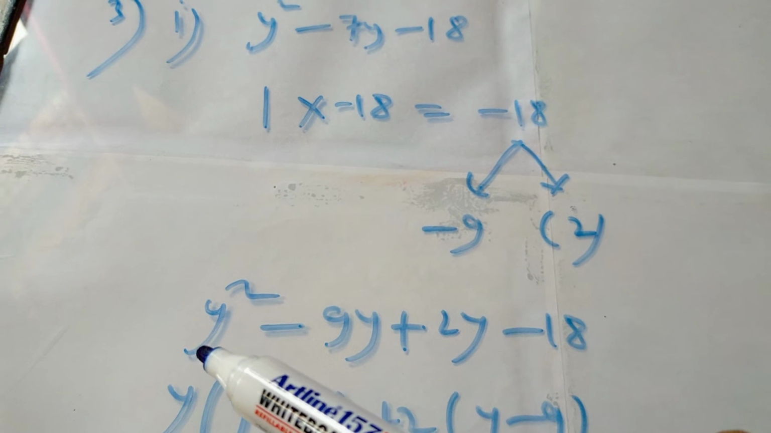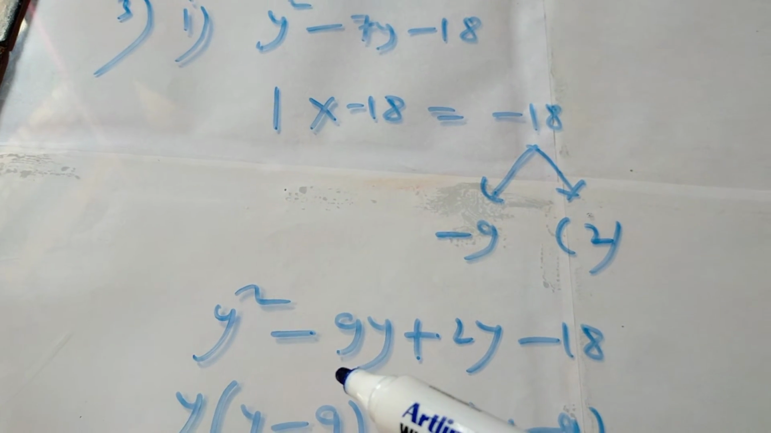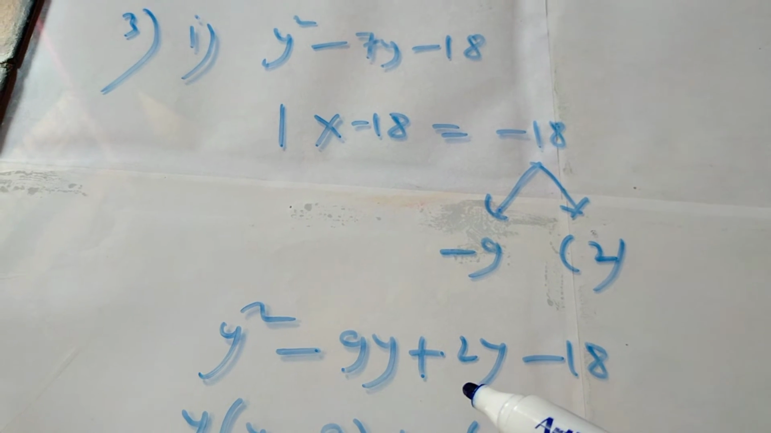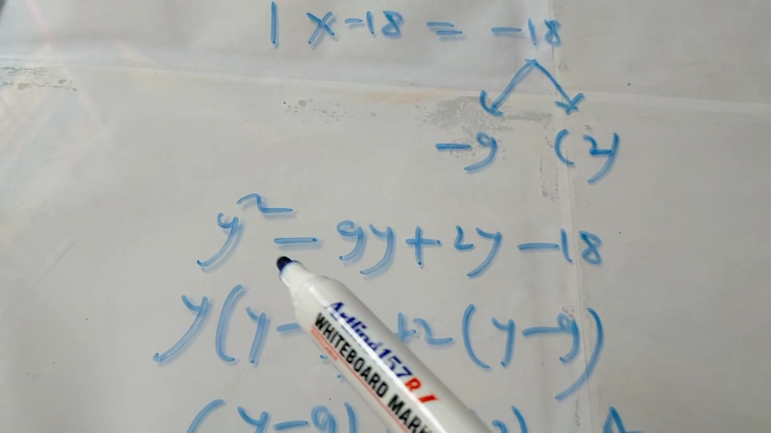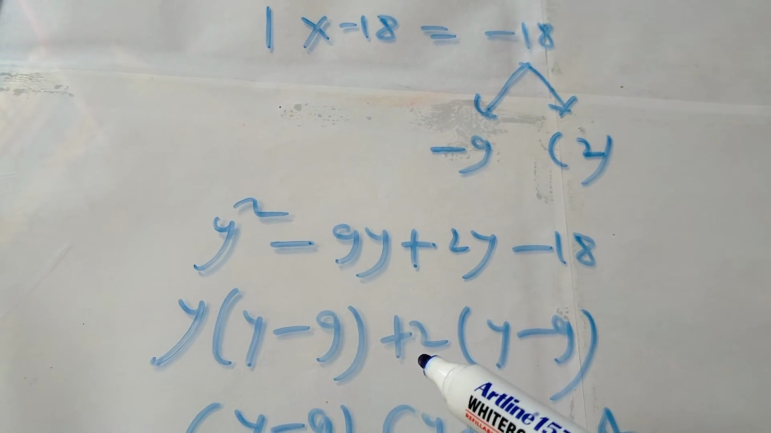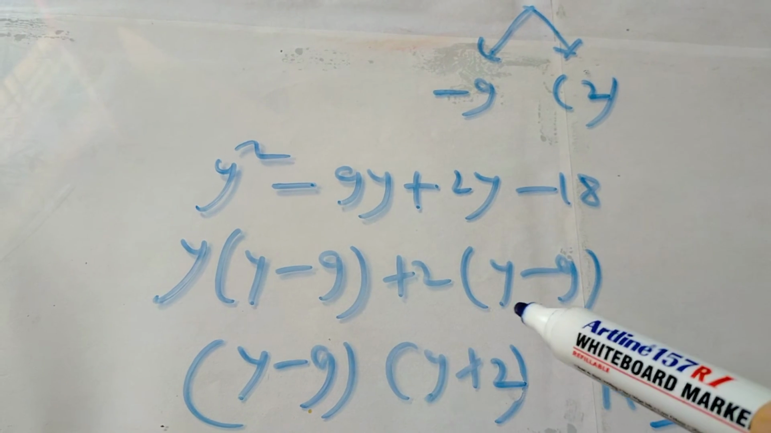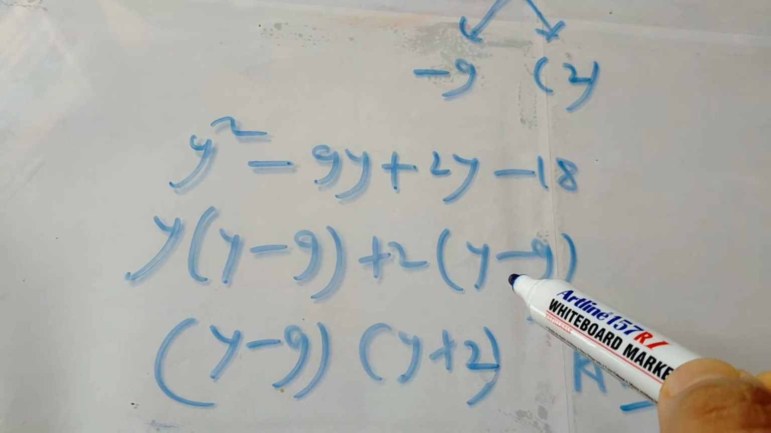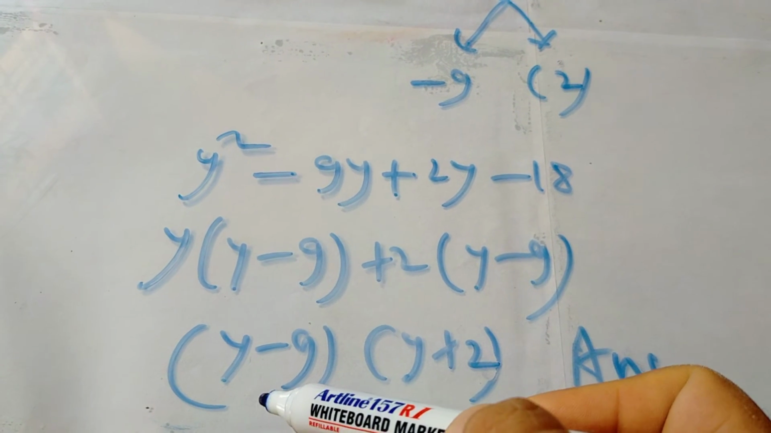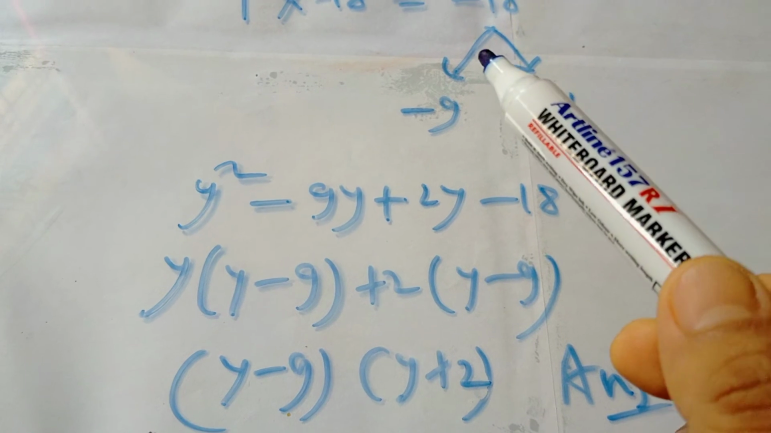So here y square minus 9y plus 2y. So I split this 7y as minus 9y plus 2y. So it has 4 parts. Now do the grouping. Y is common in the first group and 2 is common in the second group. It is giving y minus 9. If it is y minus 9 here, it has to be y minus 9 only here. Now y minus 9 is common overall. Y plus 2 is there. So both the factors are there.